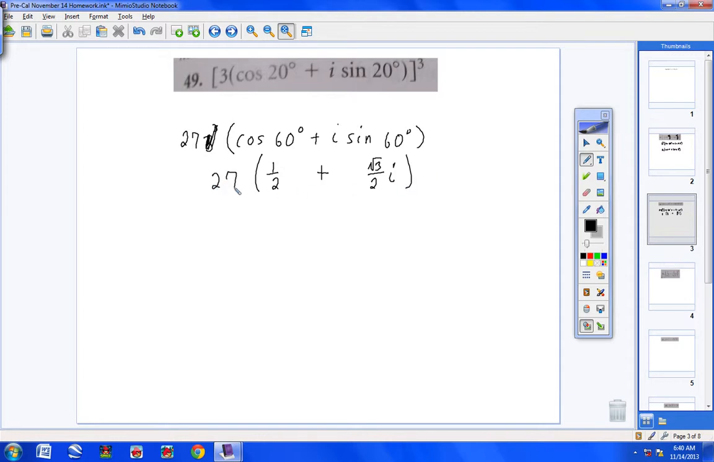Okay? 27 times 1/2 would be 27 over 2, plus 27 times square root of 3 over 2 would be 27 square root of 3 all over 2 i. Okay? And that would be your answer to number 49. They want your final answer in standard form. Alright, let's go ahead and continue on.